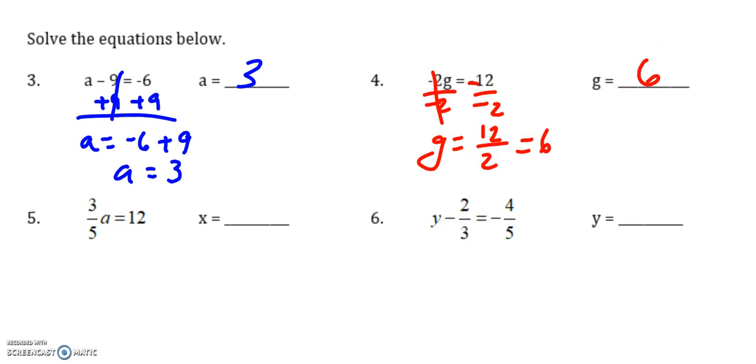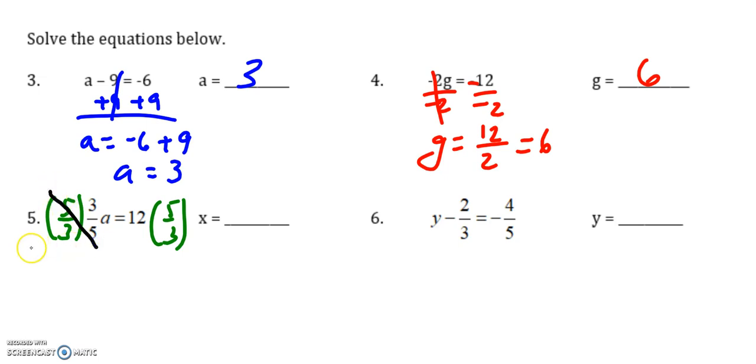Number 5, I'm sure as you all know, my absolute favorite question so far, 3/5 a equals 12. If I want to get rid of a multiplied 3/5, the quickest way, or one of the quickest ways, is to multiply by the reciprocal. And I know some of you in class have mentioned, could I multiply by 5 and then divide by 3? Absolutely. It's your choice, but I love the reciprocal.